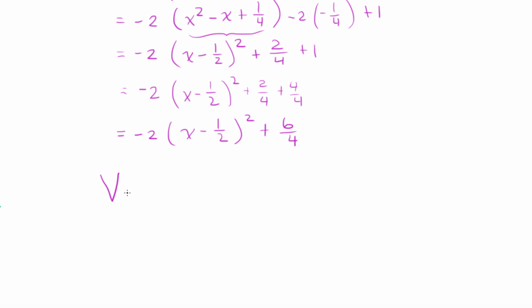Therefore, your vertex is the opposite of the sign inside the parentheses, so it's positive 1/2. And 6/4 can be simplified to 3/2. It's up to you. And that will be how you'll find the vertex using completing the square.